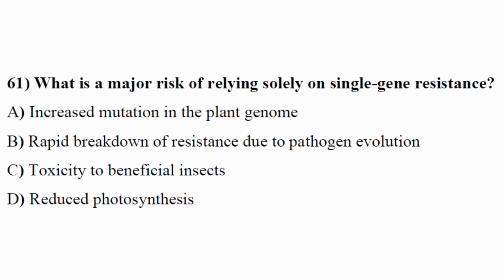61. What is a major risk of relying solely on single gene resistance? A. Increased mutation in the plant genome. B. Rapid breakdown of resistance due to pathogen evolution. C. Toxicity to beneficial insects. D. Reduced photosynthesis. Answer: B. Rapid breakdown of resistance due to pathogen evolution.